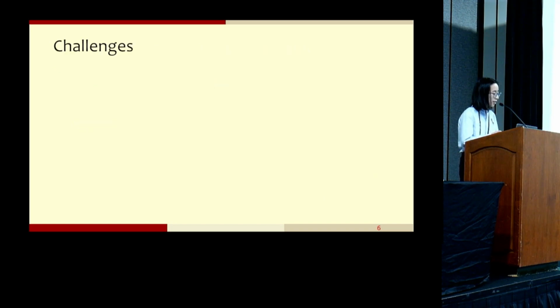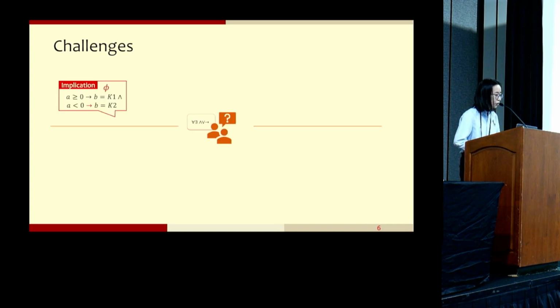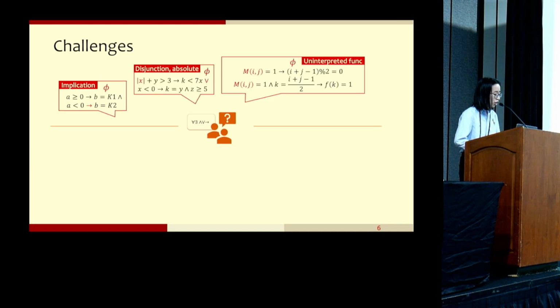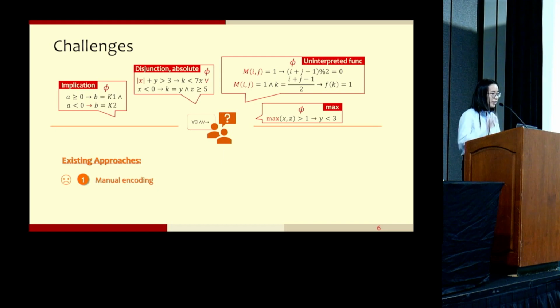While the toy example on the previous slide still seems manageable, in practice, you may have to deal with more complicated constraints, such as implication, disjunction, interpreted function, or maximum. The existing approaches for handling those logical constraints using linear format have many limitations. The manual encoding is labor-intensive and error-prone, and the pattern matching, such as a big M value, will make the output formula unnecessarily large, and it also has an unpredictable impact on its performance.